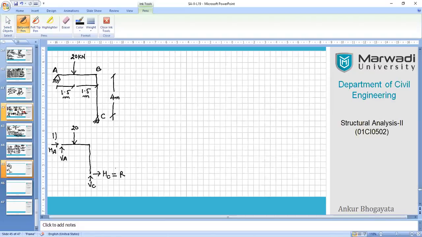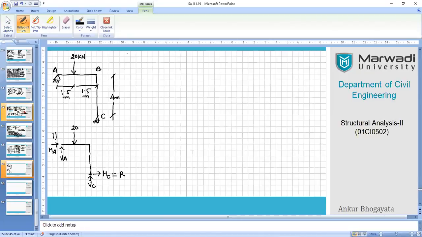Any symbol you can use just for the sake of convenience. Instead of identifying HA and HC, we will just identify this as R itself. So here, since we have removed the hinge and replaced it with a roller, there is only one vertical force which is expected, that is VC, right? So now I have to apply this force at this end, and then I will be calculating my reactions.